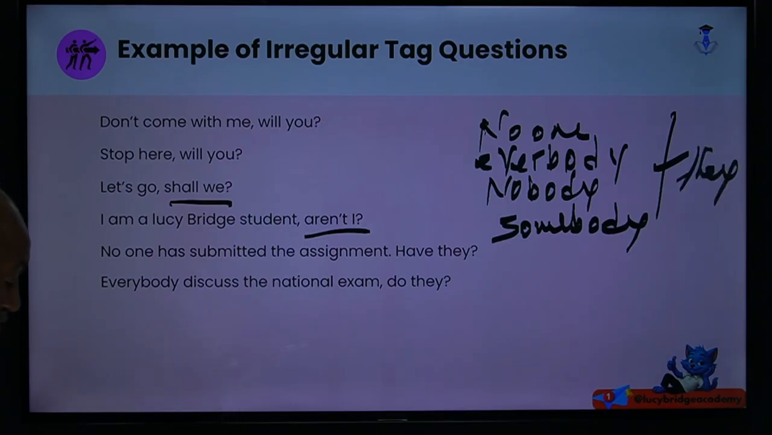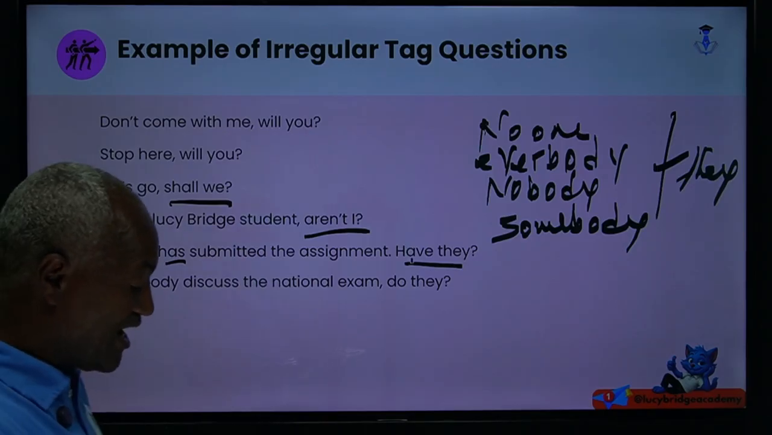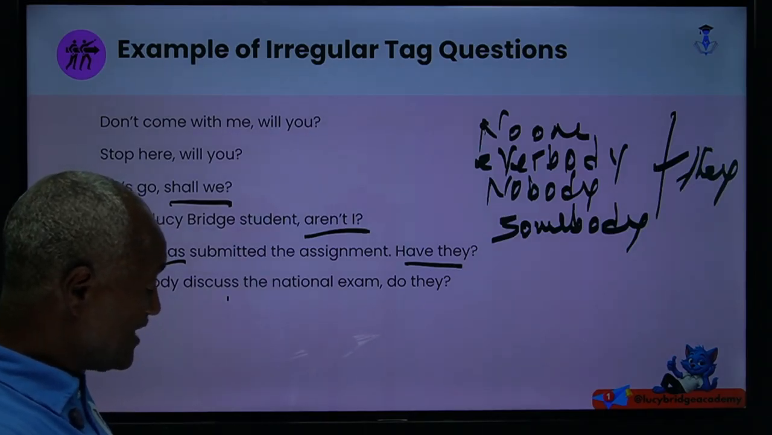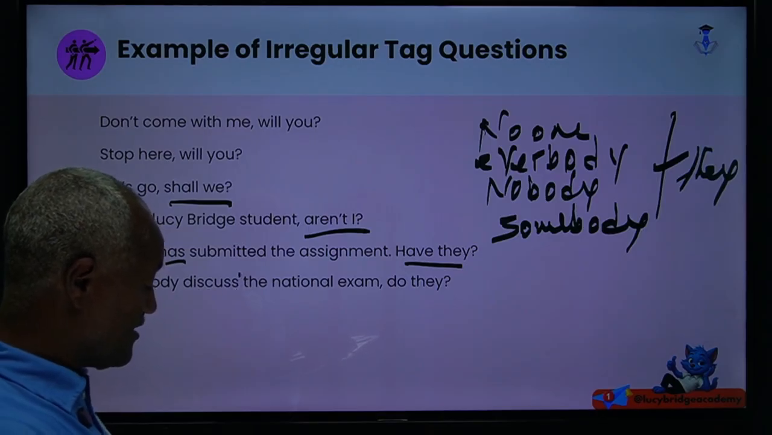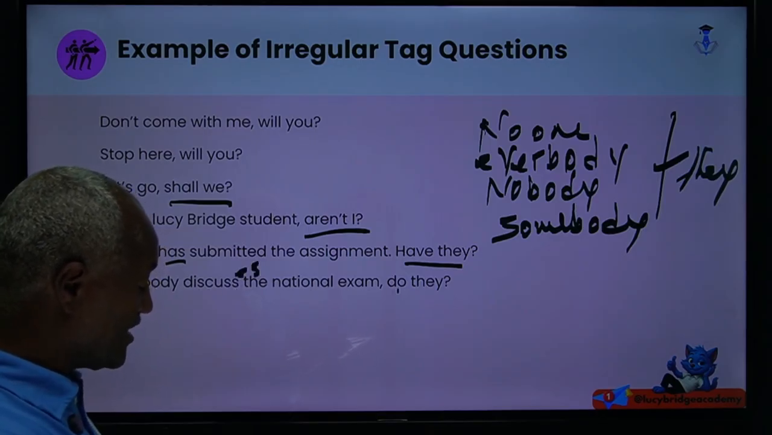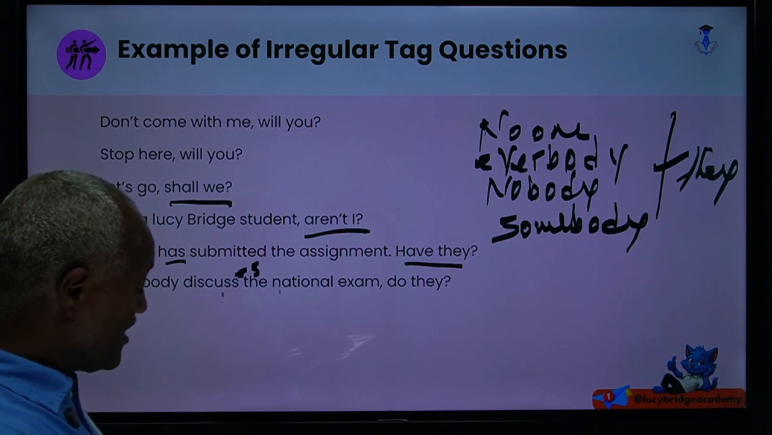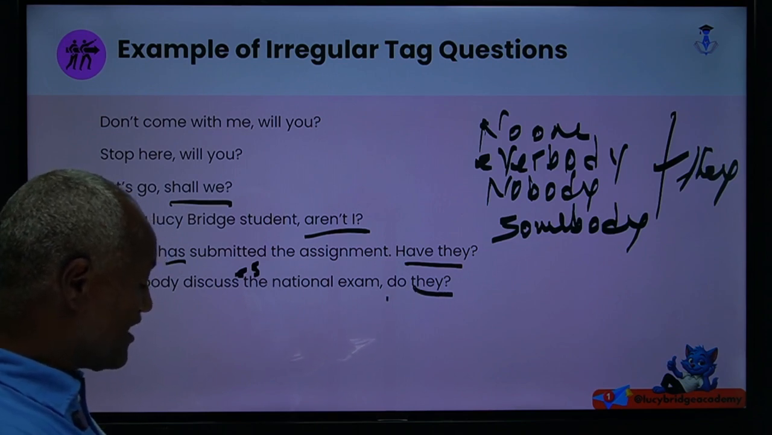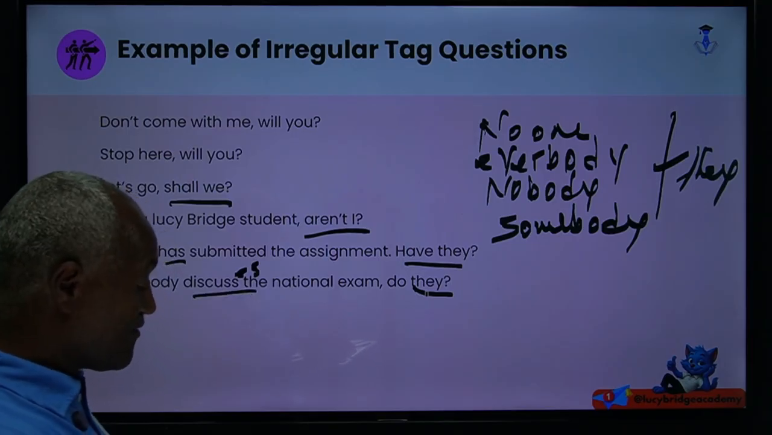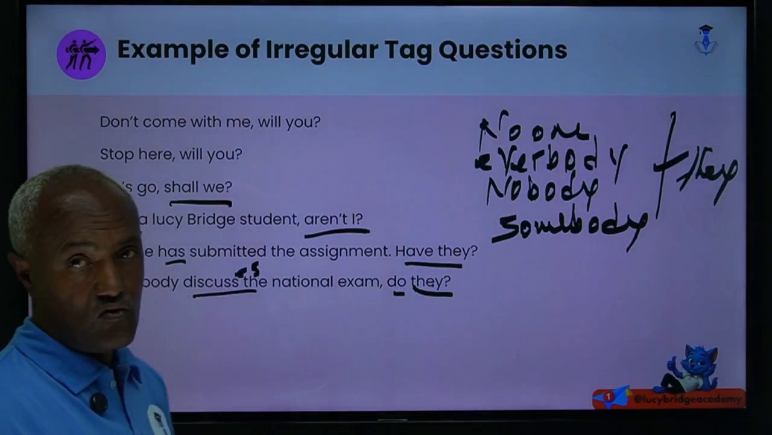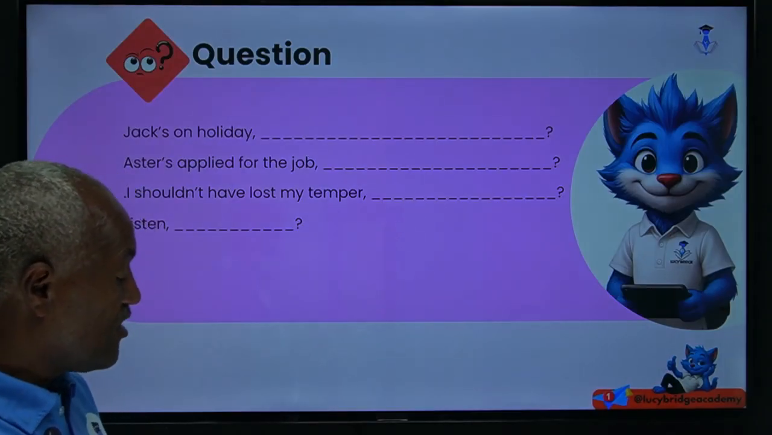Have you seen? For instance, no one has submitted the assignment, have they? Then this is has. The plural form is have, and then we say, have they? Everybody discusses the national exam. So here the subject is they. That's why we don't have an auxiliary verb, we go to the do family. Therefore, because of they, here we use do. Do they? This is what you have to remember.